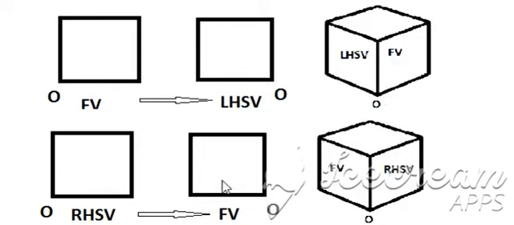Let's see in the other way. If this is the right hand side view, and this is the front view, then again from O, for width, it is towards the right side. So towards the right side is the width. For the front view, this is the length. So the length is towards the left side from the O. So this should be the length.